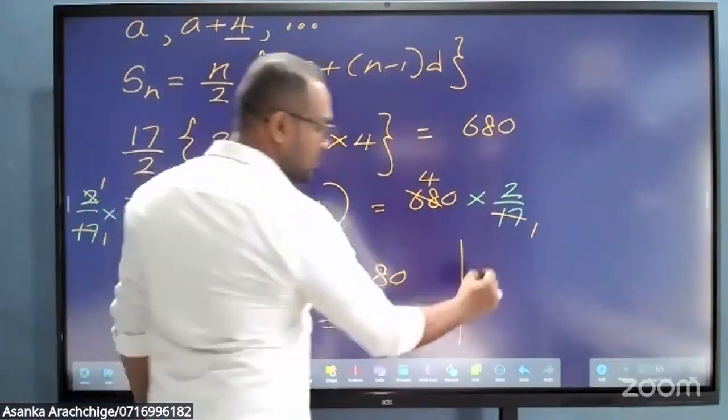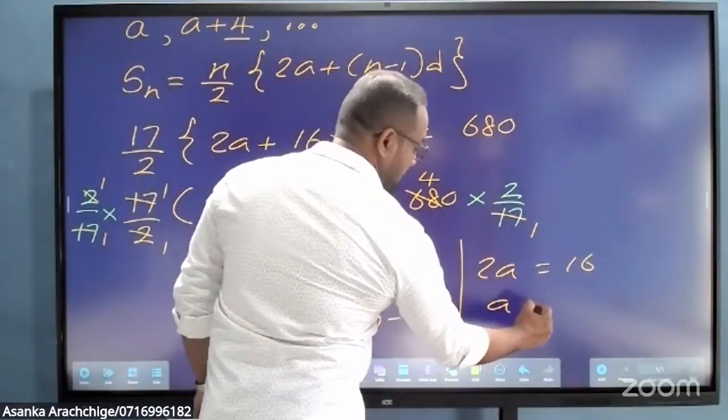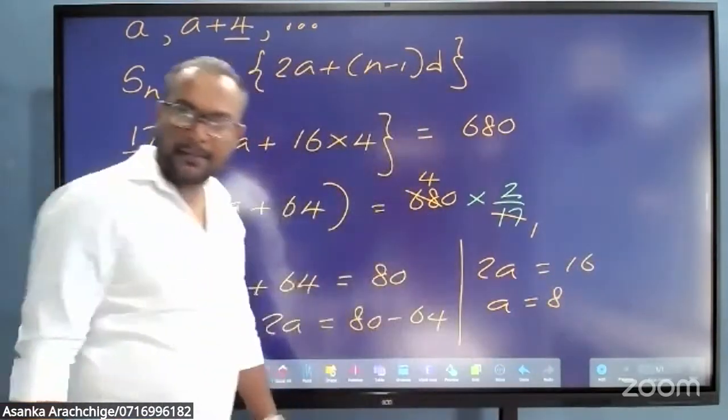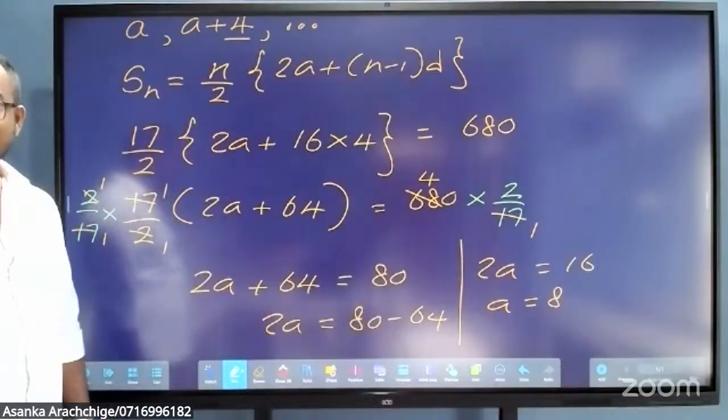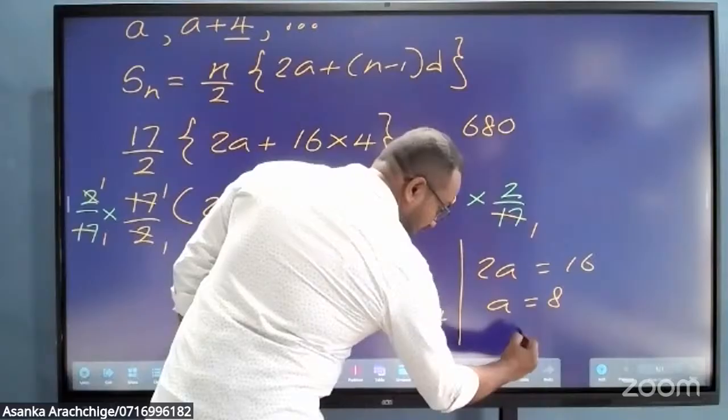No? 2a is equal to 16. A is equal to 8. Am I correct? Sumana reads 8 pages on the very first day. 8 pages.